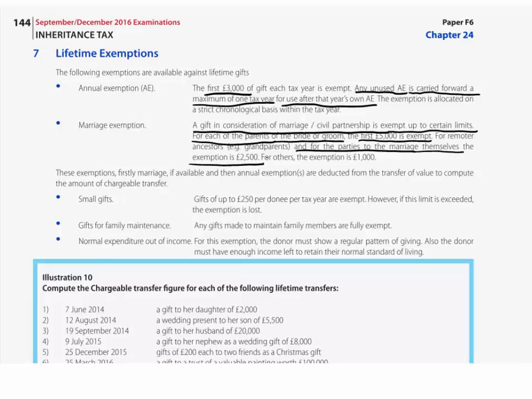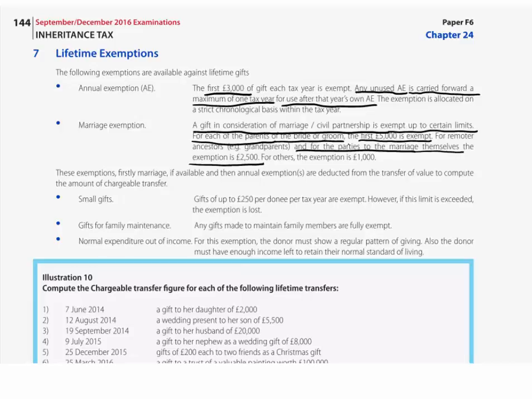So £2,500 of marriage exemption, either grandparent or great-grandparent, to a grandchild or great-grandchild on the occasion of their wedding, or one spouse to the other or one civil partner to the other, prior of course to them becoming spouses or civil partners, on the occasion of their marriage or civil partnership.